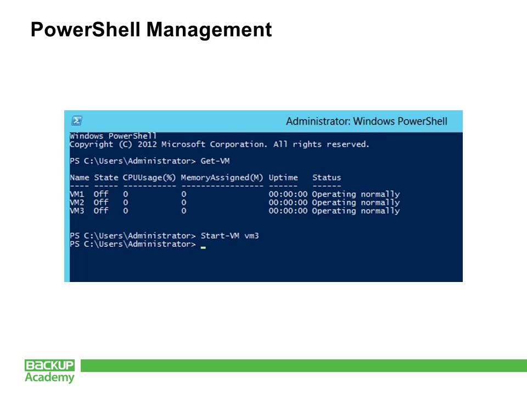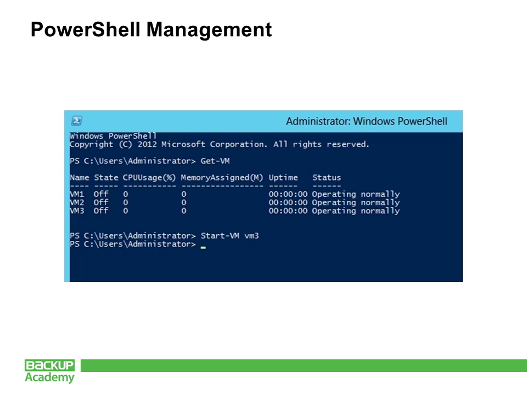And we can even do things like starting and stopping virtual machines. If you look at the bottom of this pane, you can see I've entered the Start-VM VM3 command, and that actually starts the virtual machine VM3. So this is just a rough sampling of a couple of things that you can do. The PowerShell interface is very, very powerful, and you can do all sorts of things with your virtual machines.